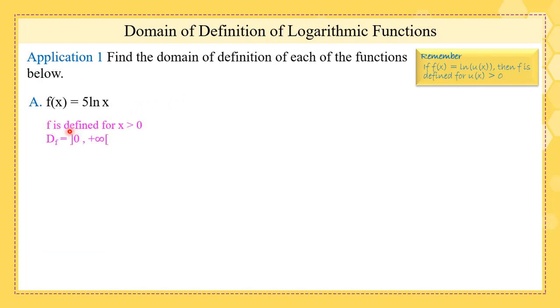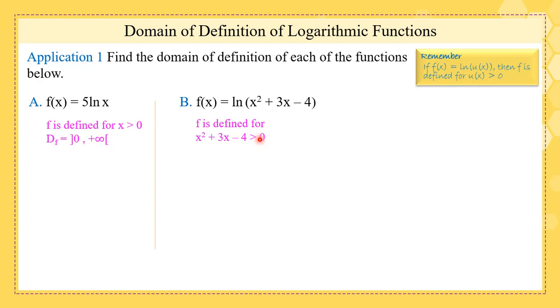So in this case, f is defined for x greater than 0. So the domain is 0 to plus infinity. The second case, also f is defined for x squared plus 3x minus 4 greater than 0.